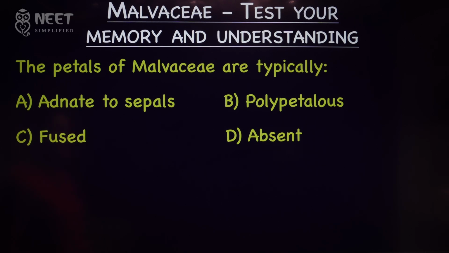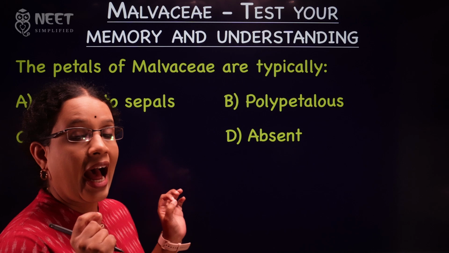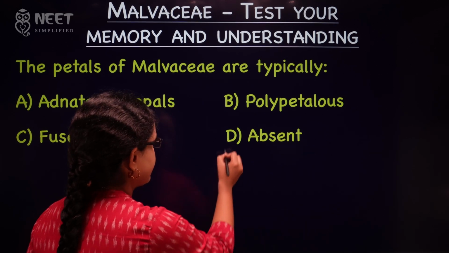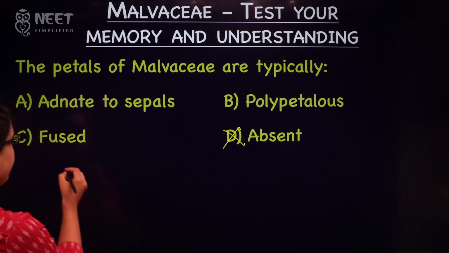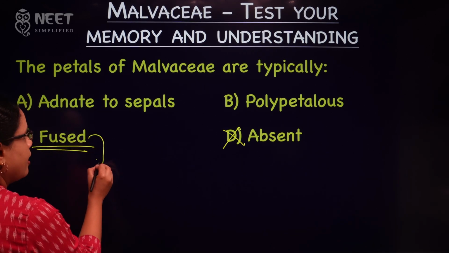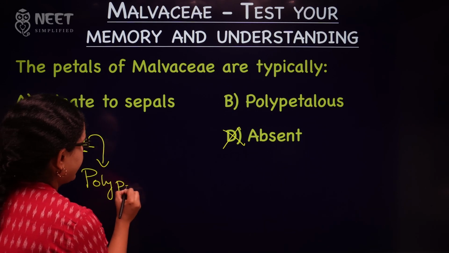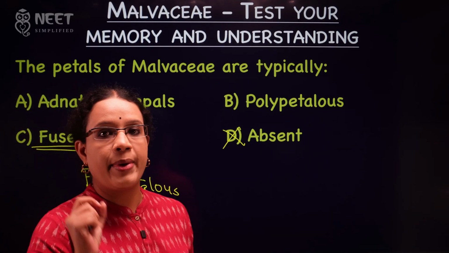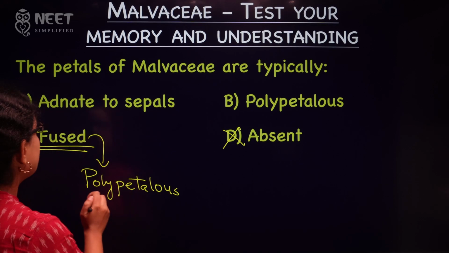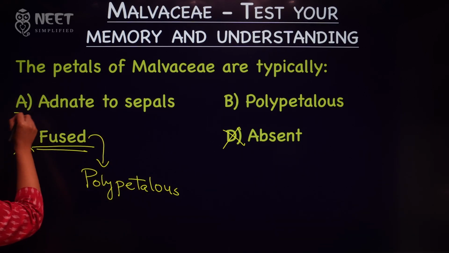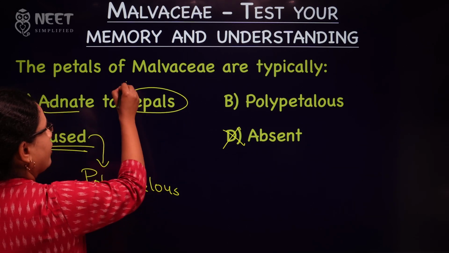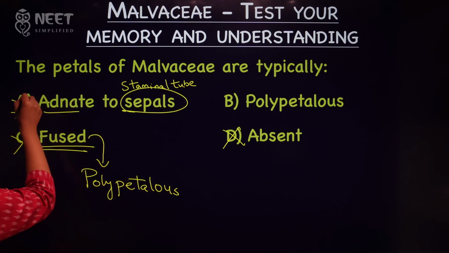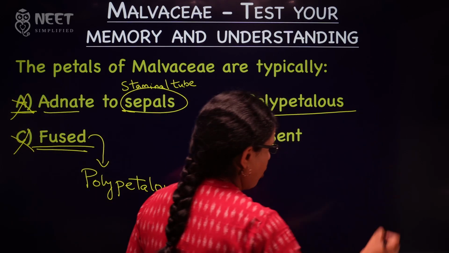The petals of Malvaceae are typically what? Now we will answer this question by eliminating the options. Definitely D is not going to be the right answer, right? Petals are definitely present. And coming to option C, they say they are fused. They are free, isn't it? They were polypetalous, they were not fused, they were free. They were only fused at the base. There was only adnation at the base, isn't it? So this C is wrong. Option A says adnate to sepal. So this was not the right thing. It is adnate to the staminal tube. Hence, your option A also would be definitely wrong. So the right option would be polypetalous.